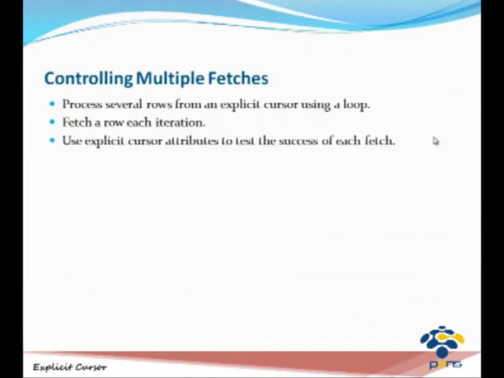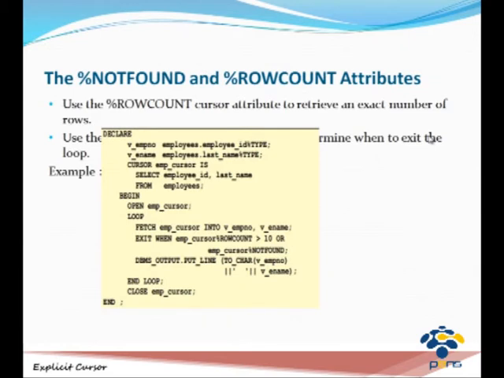Controlling multiple fetches. Process several rows from an explicit cursor using a loop. Fetch a row each iteration. Use explicit cursor attributes to test the success of each fetch. The %NOTFOUND and the %ROWCOUNT attributes. Use the %ROWCOUNT cursor attribute to retrieve an exact number of rows.